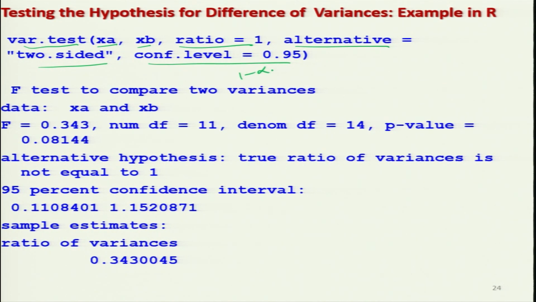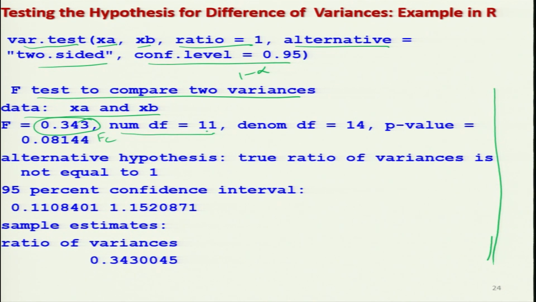Now, if you see the outcome here, it looks like this, right. It is not difficult for you to understand now. This is the F test heading, the data here is xA and xB, and this is the value of the F statistic that you have just computed as say F C. And you can see the degrees of freedom in the numerator and in the denominator are given to be 11 and 14 respectively.